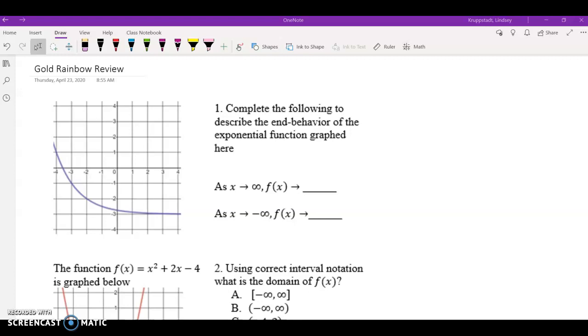All right, here's the Gold Rainbow Review. The Gold Rainbow Review covers section 10.3 from Pearson or a textbook.